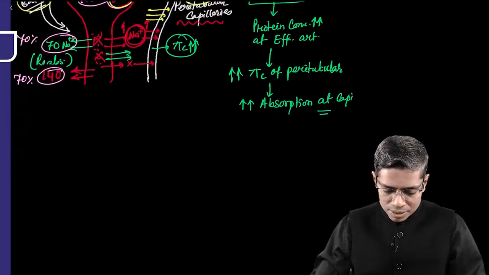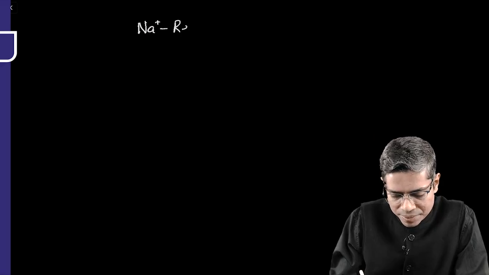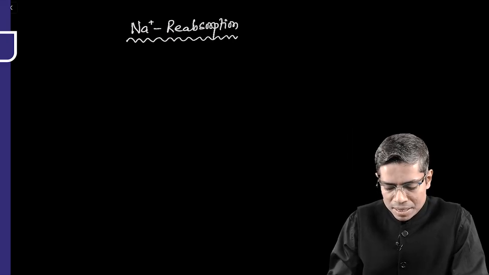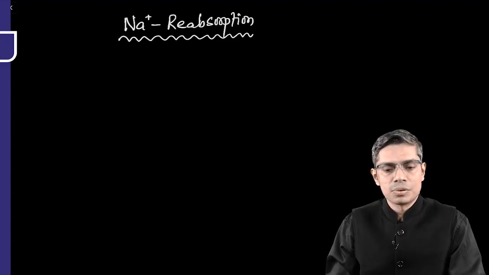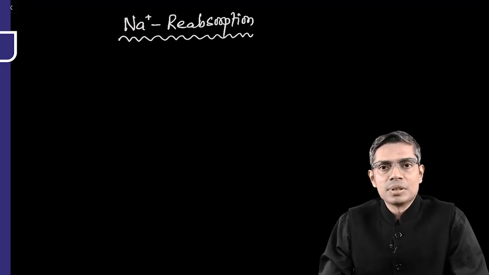Now, after these two concepts, we are going to understand absorption of different substances individually, meaning sodium, potassium, glucose: individual reabsorption of different substances. The first substance that we are going to discuss is sodium reabsorption in different parts of the nephron. Why are we starting with sodium? Because many reabsorptions are coupled with sodium reabsorption: sodium along with chloride, sodium along with phosphate, sodium along with amino acid.